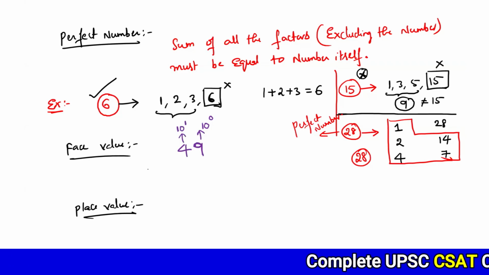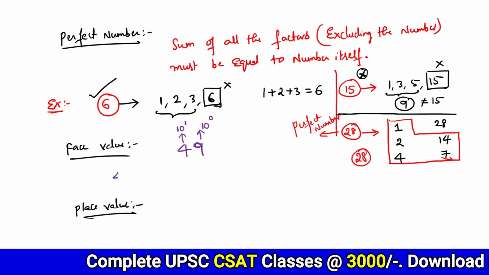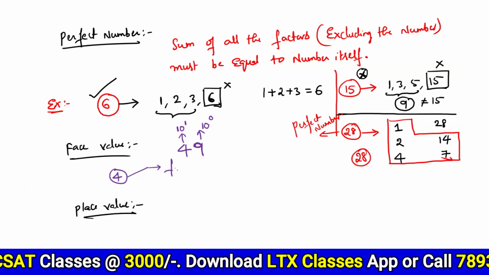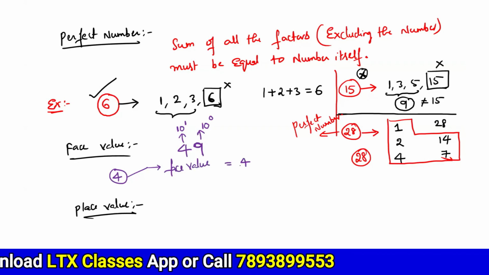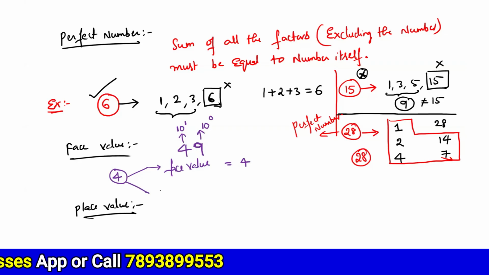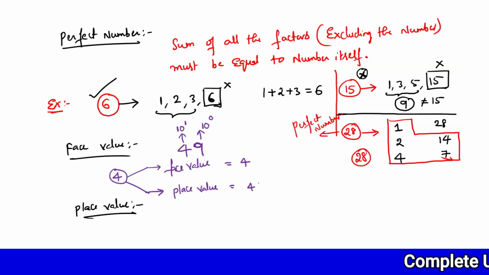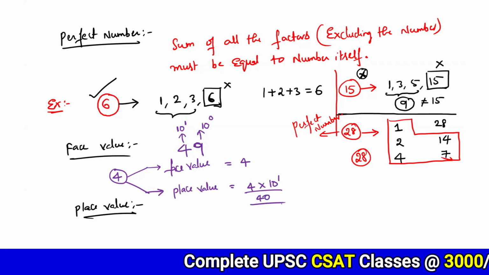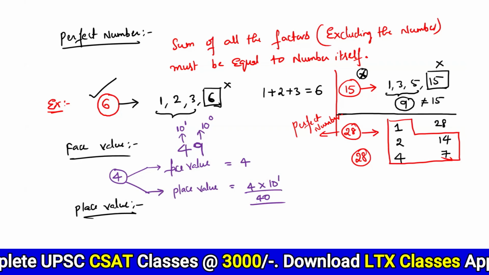Okay. And now coming to the number 4. If suppose they are asking about number 4 face value. 4 face value will be 4 itself. Face value is always the same number. Face value will be 4. What about the place value? Tens place. The place value must be written as 4 into 10 to the power of 1, which is 40.